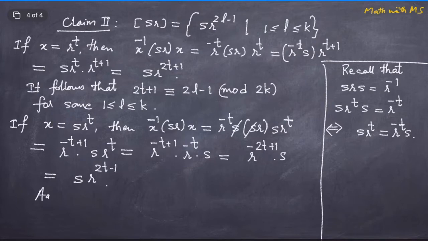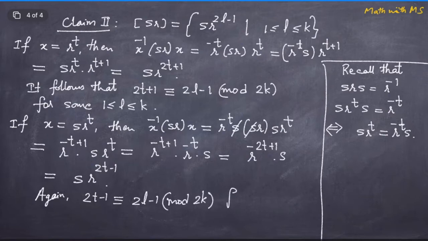Again, 2t minus 1 is congruent to 2L minus 1 mod 2k, for some L bigger than or equal to 1, less than or equal to k. This shows that each conjugate of SR is of the form s r to the power 2L minus 1 for some L bigger than or equal to 1, less than or equal to k. Let us prove the converse.